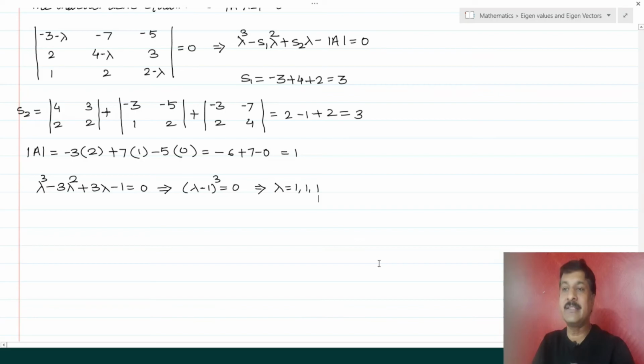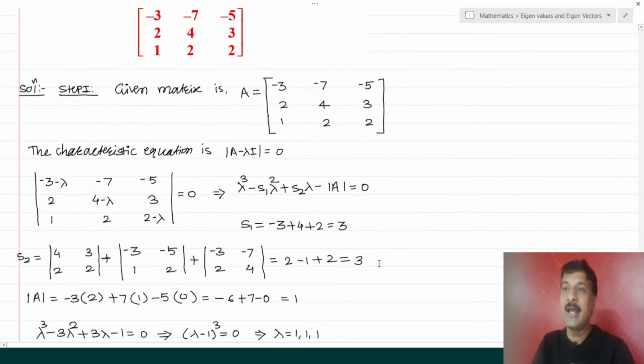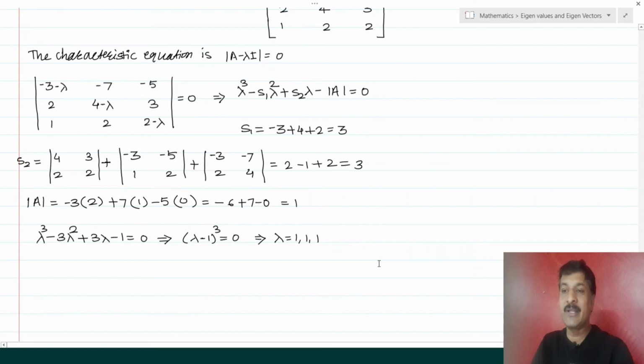So verify these eigenvalues. How? The addition 1 plus 1 plus 1 is nothing but the addition of the diagonal elements: -3 plus 4 plus 2, it is 3. And the multiplication 1 into 1 into 1, that is 1, is equal to the determinant. So verified. So lambda equal to 1, 1, 1 are the eigenvalues of the given matrix A.